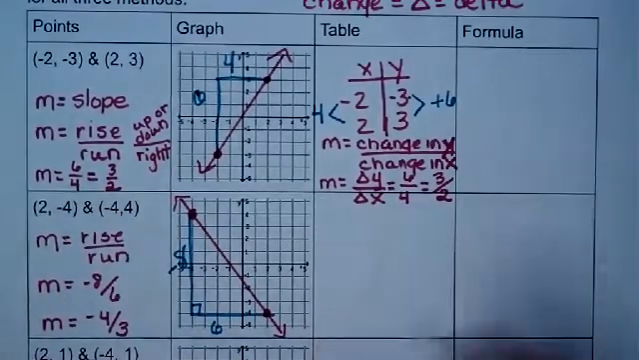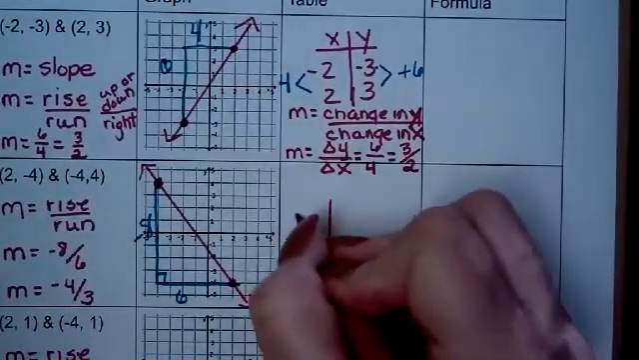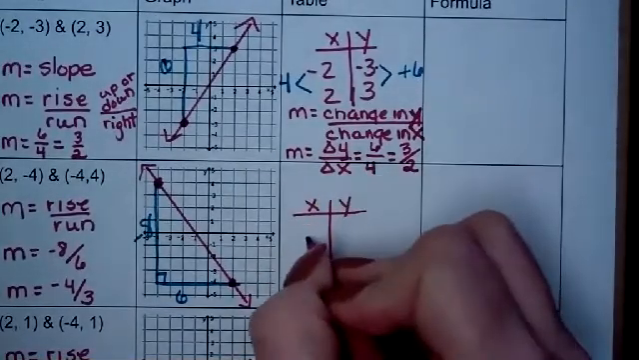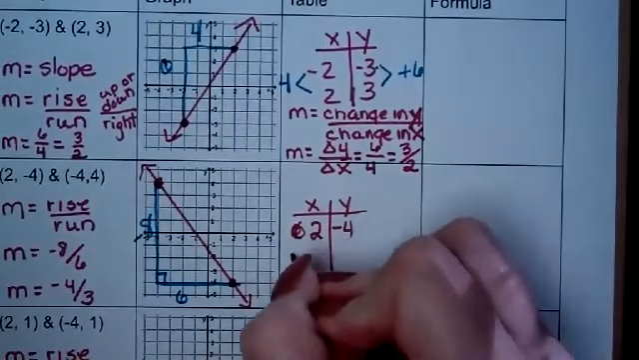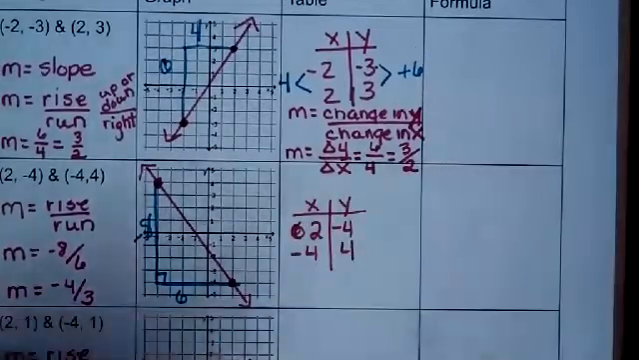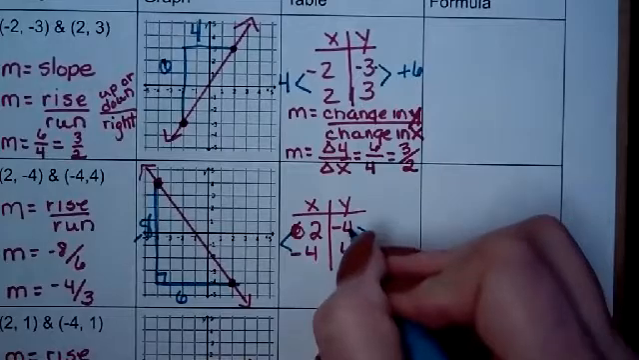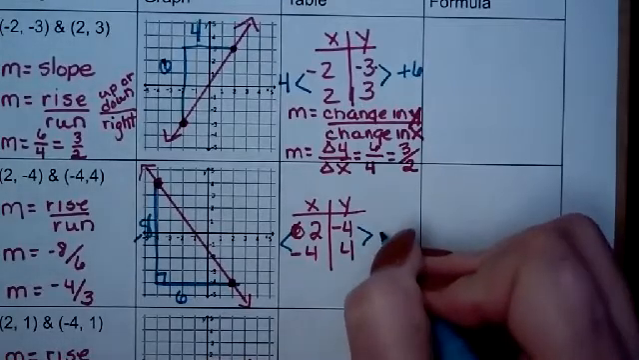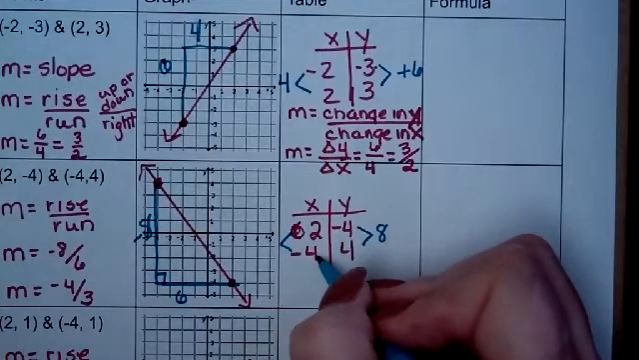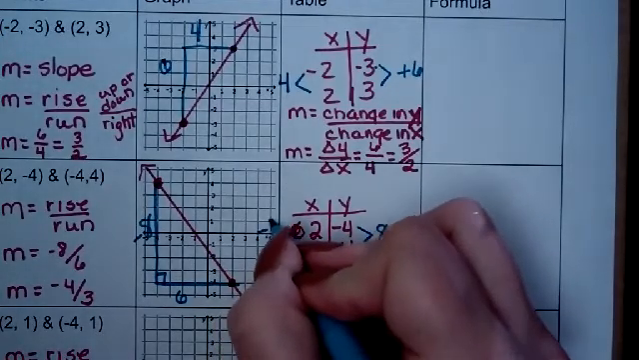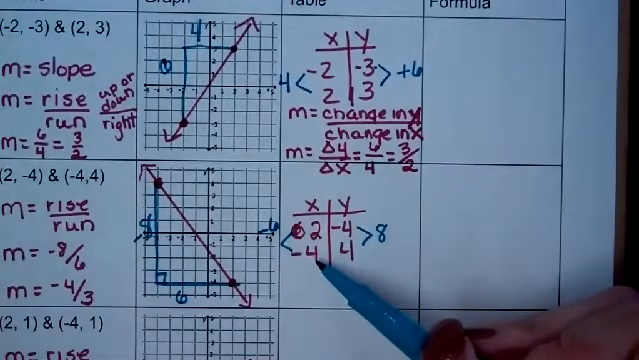Now, let's do the same thing for number 2. So I've got x and y, and we'll try to write a little bit smaller here. I've got 2 and -4, -4 and 4. Now, let's look at our differences. -4 plus what gives me +4? That would be 8. 2 plus what gives me -4? Well, that would be -6, because 2 minus 6 is -4.